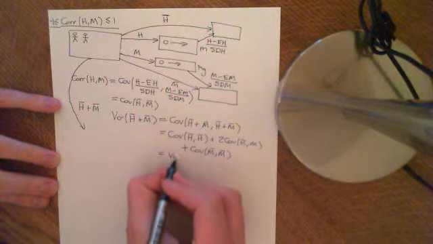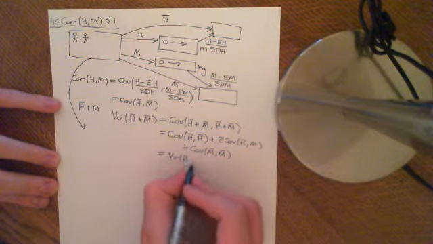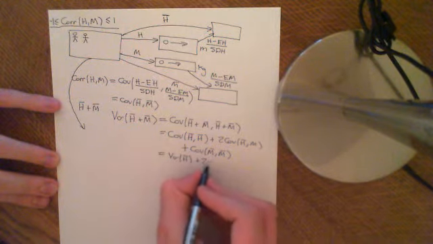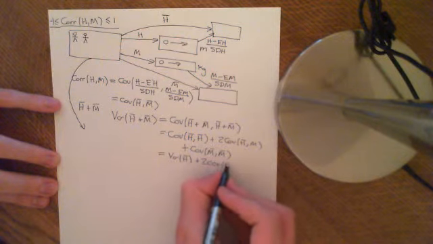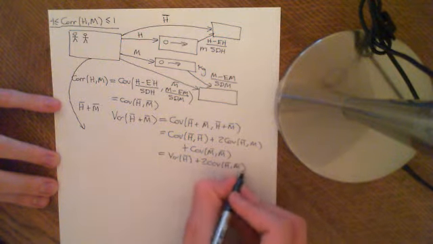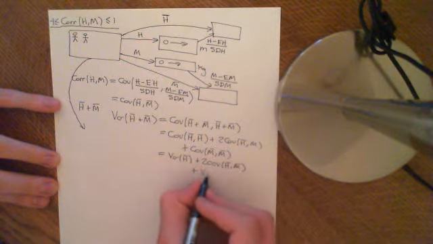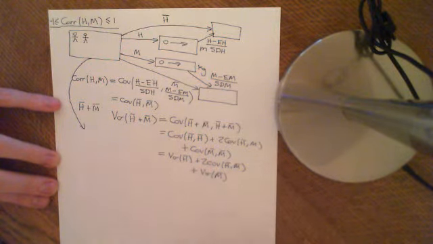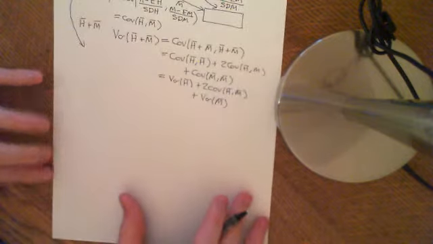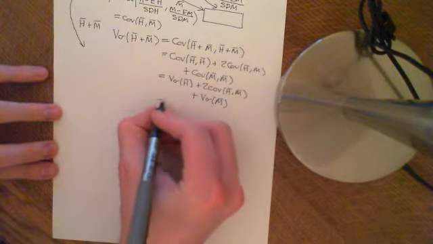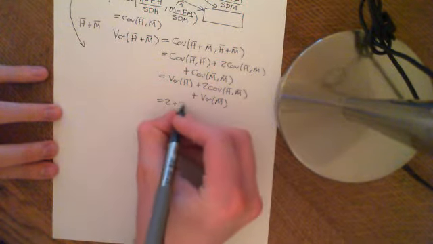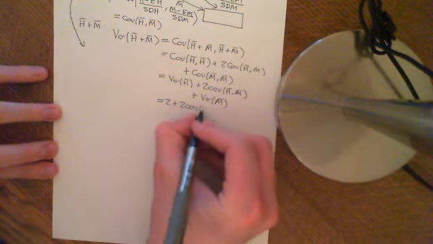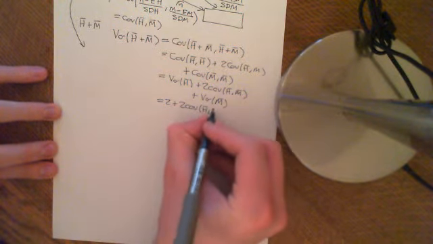Now, these two terms are the variance terms. So this is the variance of h bar, then we've got plus 2 times this covariance of h bar m bar, and then we've got plus the variance of m bar. But because m bar and h bar are standardized random variables, those variances are just equal to 1. So we get that this is equal to 2 plus 2 times the covariance of h bar m bar.